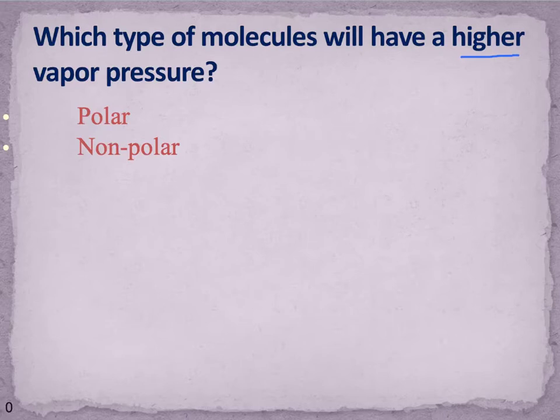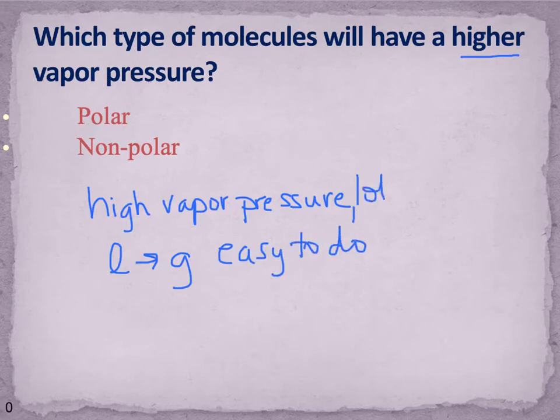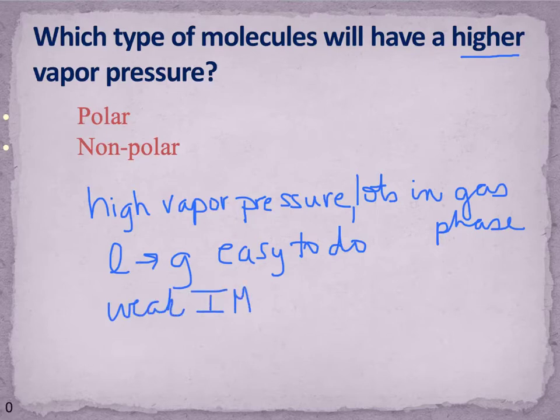Right. So we're looking for the substance that has the higher vapor pressure. And if we want something that has a high vapor pressure, that means that the molecules can escape very easily from the liquid to gas. So the liquid to gas is easy to do, because it has a high vapor pressure. That means there's lots of molecules in the gas phase. So if we have lots of molecules in the gas phase, they were very easy to do this phase change from liquid to gas. Therefore, we know that we have weak intermolecular forces because it doesn't take much energy to get that change to happen. Therefore, we're looking at nonpolar molecules.